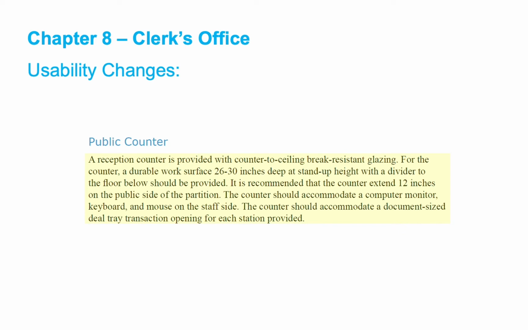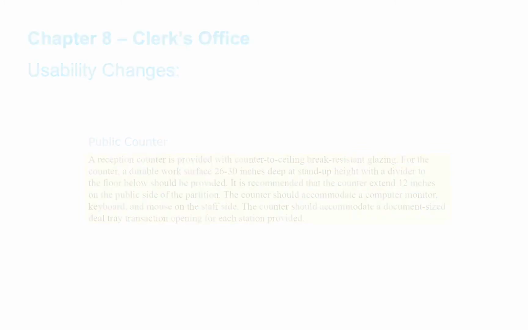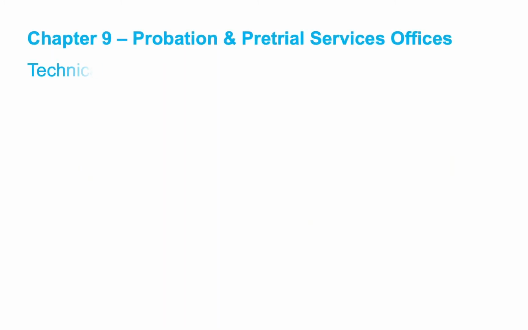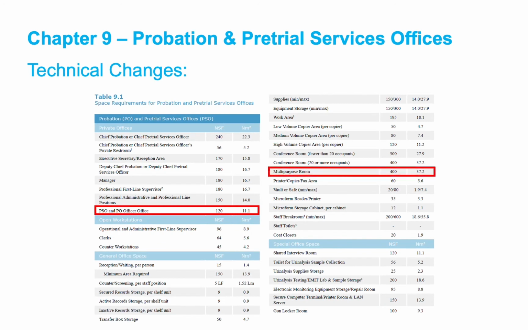Information pertaining to millwork and finishes is provided in this chapter and the room datasheets. Probation and pretrial functions require significant interaction with those individuals involved in the justice system. These interactions should occur in a controlled space within the court unit. Officer offices have been reduced to 120 square feet, and separate interview spaces are now required. Additionally, a 400 square foot multi-purpose room was added to the space tables. This space is envisioned to be utilized for trainings, seminars, and group meetings for those persons under supervision.